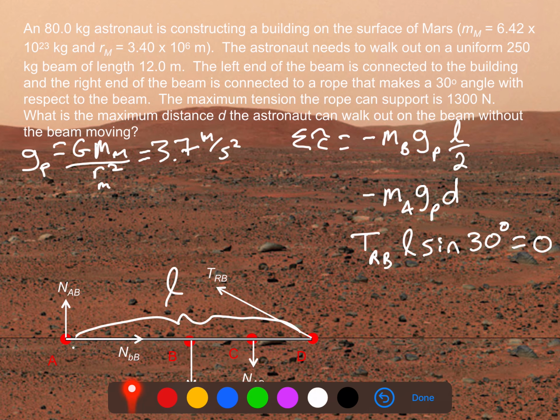The tension was given to me here as a maximum value. This is the maximum it can hold without snapping. So this is the maximum distance that the person can go. Okay, so I've got this. The length of the beam is also given to me right here. Okay, the mass of the astronaut is given to me, as is the mass of the beam. And so I can go ahead and plug everything in. And what I will find when I simplify this expression is that the distance should be equal to the following.